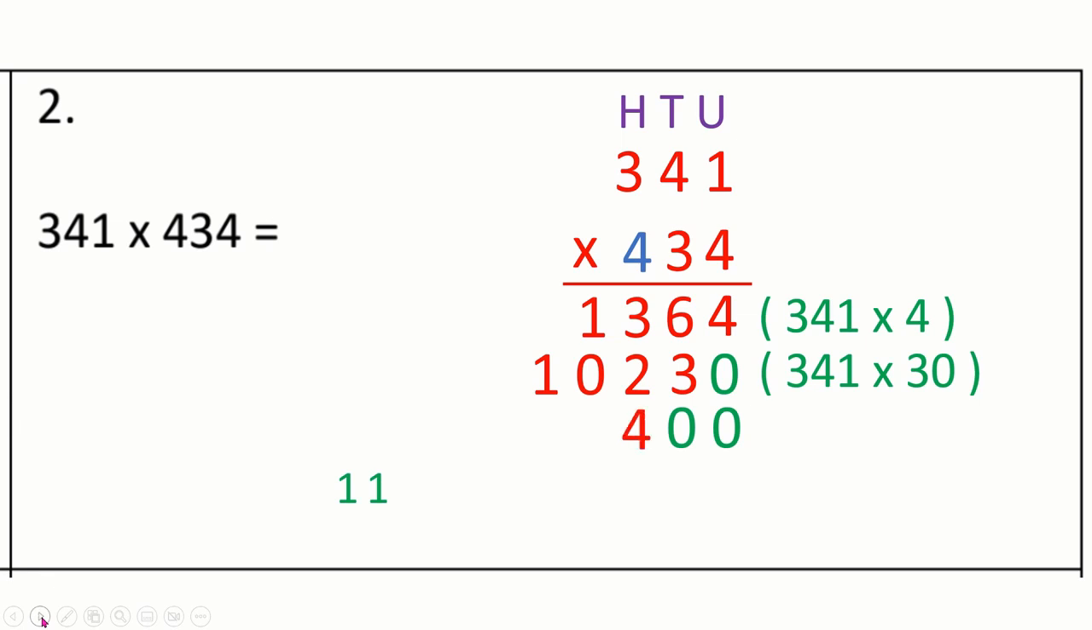1 times 4 is 4. 4 times 4 is 16. Put down the 6, carry the 1. 3 times 4 is 12, plus the 1 you're carrying is 13. So that answer there is 136,400, and that is the answer to the question 341 multiplied by 400.